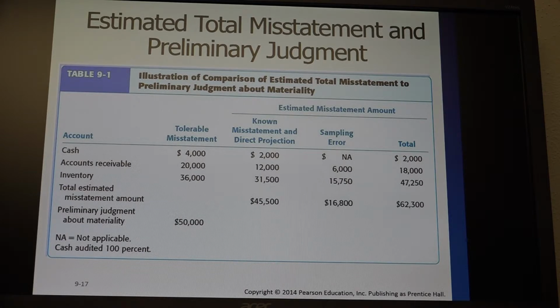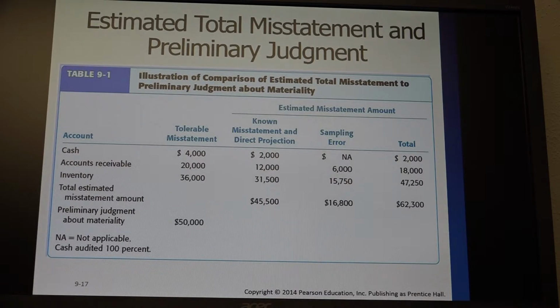They talk about an estimate for sampling error. This results because the auditor has sampled only a portion of the population, and there's a risk that the sample does not accurately represent the population.